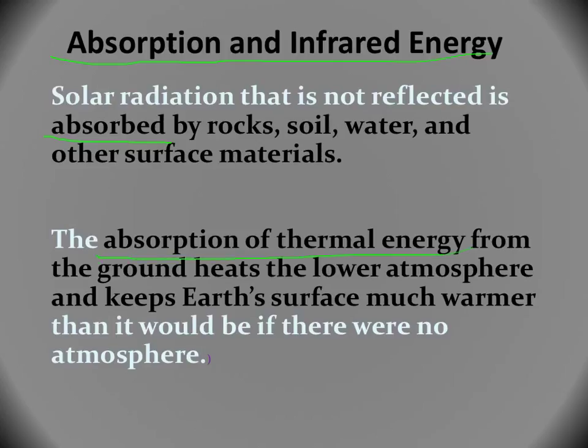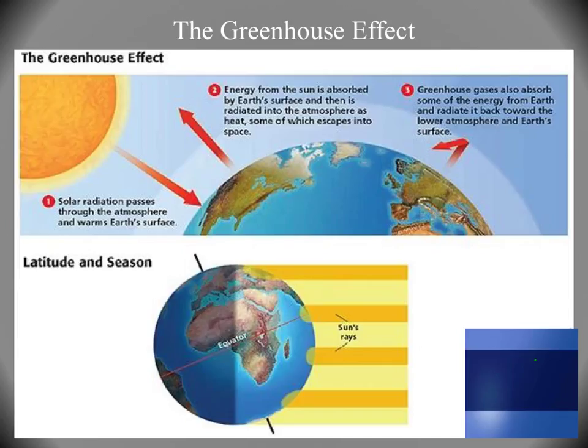And the absorption of thermal energy by the ground heats up the lower atmosphere where we live, and it keeps Earth's surface much warmer than it would be if there was no atmosphere. Without the land heating up the lower atmosphere, we wouldn't really be able to live. It would be really cold down here. So that absorption of the thermal energy helps all living things survive.